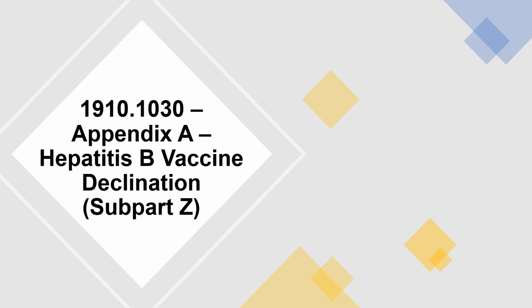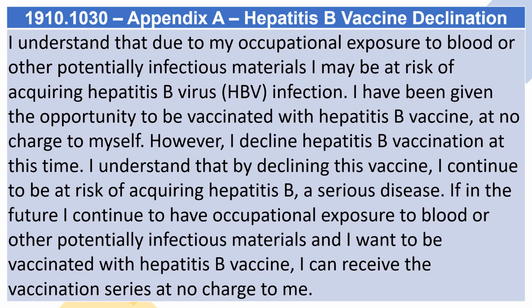1910.1030 Appendix A, hepatitis B vaccine declination. I understand that due to my occupational exposure to blood or other potentially infectious materials, I may be at risk of acquiring hepatitis B virus, HBV, infection. I have been given the opportunity to be vaccinated with hepatitis B vaccine, at no charge to myself. However, I decline hepatitis B vaccination at this time. I understand that by declining this vaccine, I continue to be at risk of acquiring hepatitis B, a serious disease. If in the future I continue to have occupational exposure to blood or other potentially infectious materials and I want to be vaccinated with hepatitis B vaccine, I can receive the vaccination series at no charge to me.